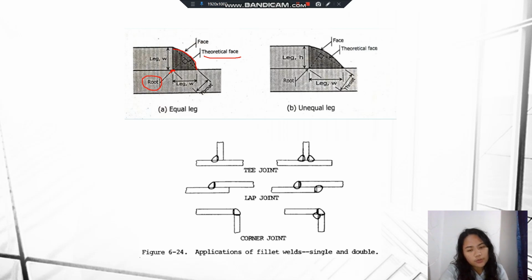So the normal distance from the root to the theoretical face of the weld is called throat of the weld. So ito raw yun, kahit na may parang pa-convex tayo dito, hindi siya i-take into account. And parang magko-consider na natin yung itong line, which is tinatawag na theoretical face. And from theoretical face to the root of this intersection is tinatawag na throat.